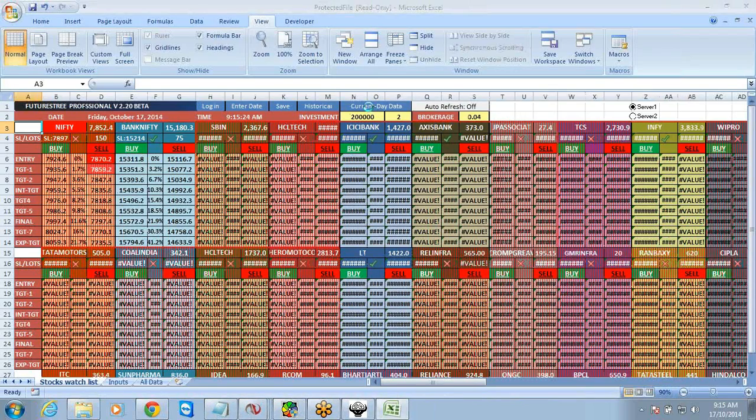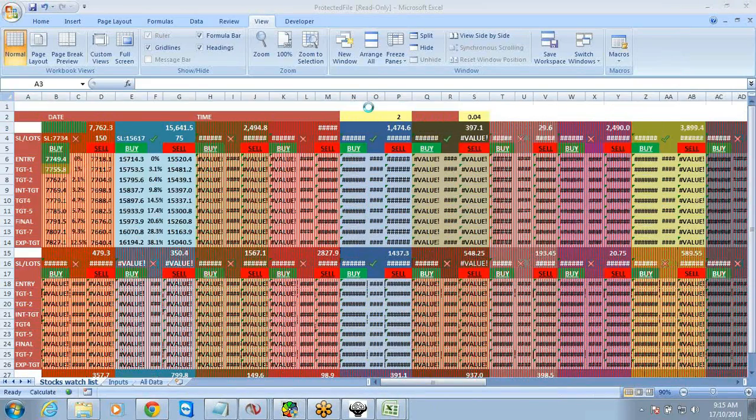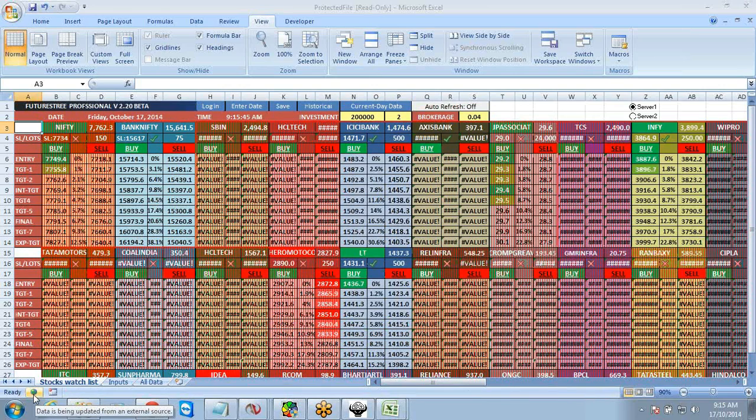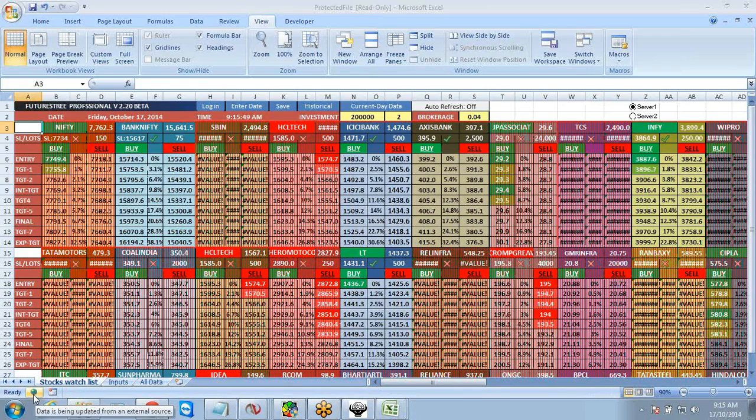So I'll just click on the current day data button. You can just see that the data is being loaded here, the left corner side. You find that the small icon rotating. That actually means that the data is being loaded. So once that stops, we'll be getting the prices for all the scripts, most of the scripts. Like we already have the price for ICICI Bank, Infosys we have the price, L&T you have the price, Bank Nifty you have the price.